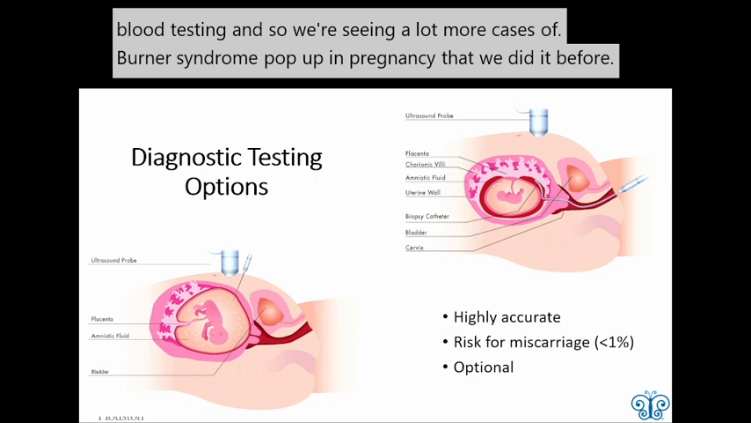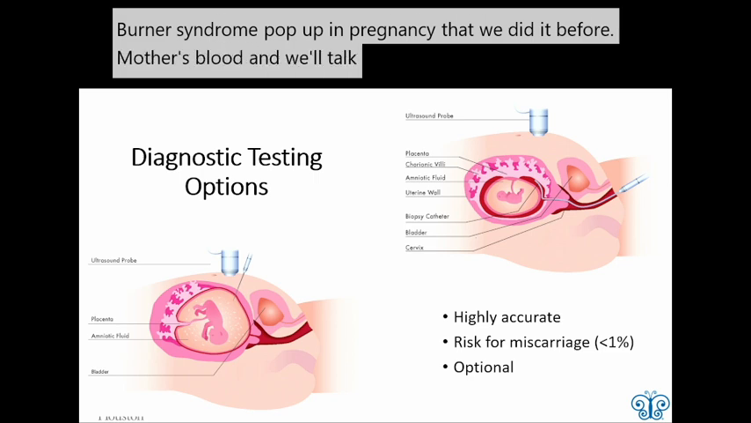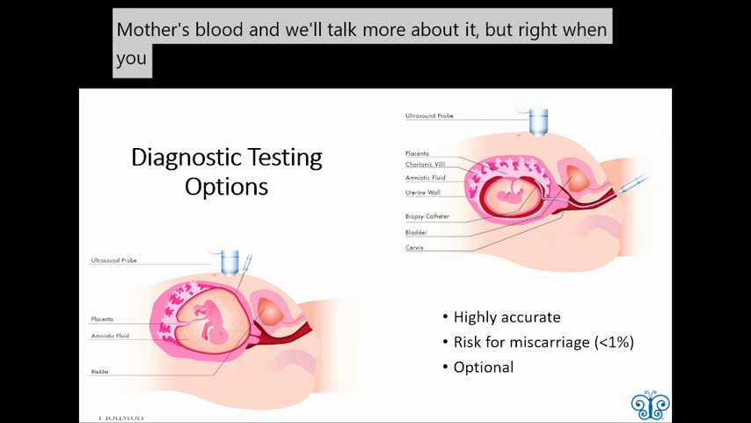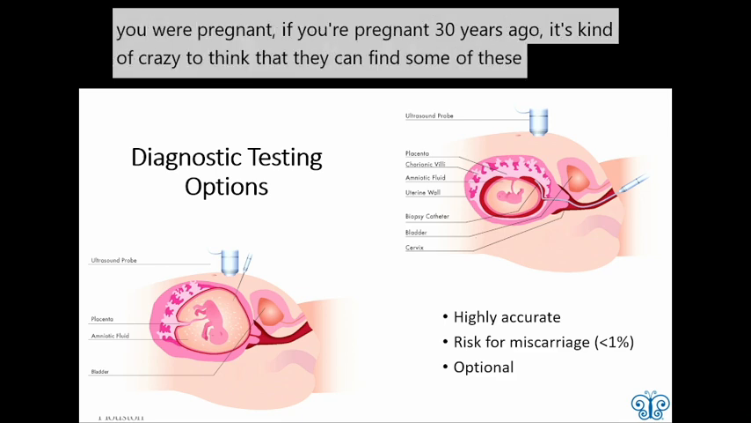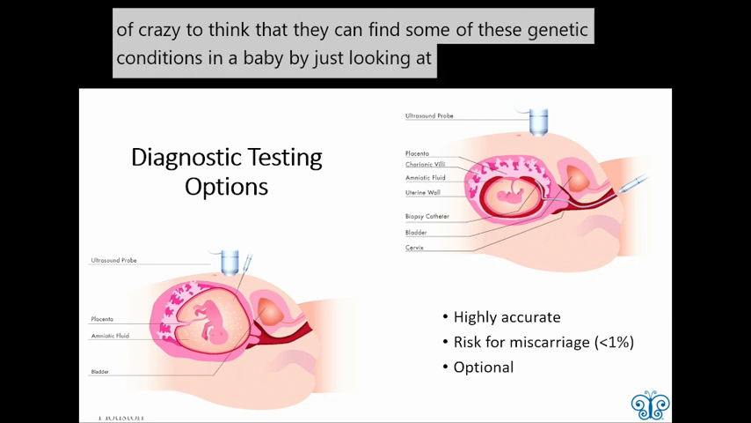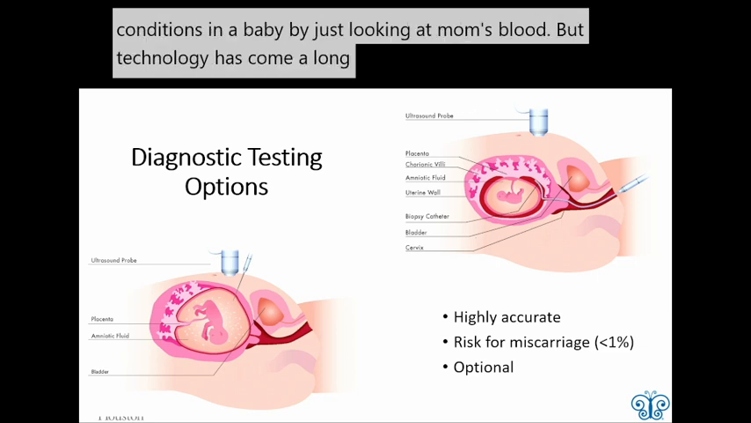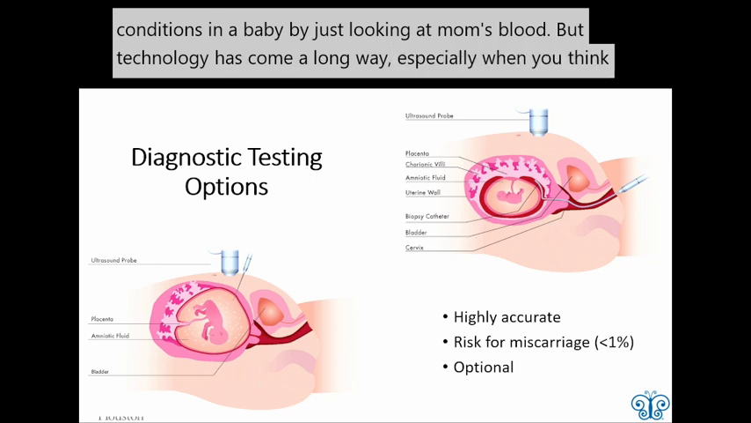Mother's blood, yeah. And we'll talk more about it, but if you were pregnant 30 years ago, it's kind of crazy to think that they can find some of these genetic conditions in a baby by just looking at mom's blood, but technology has come a long, long way, especially when you think this is the only way that we used to be able to find it.